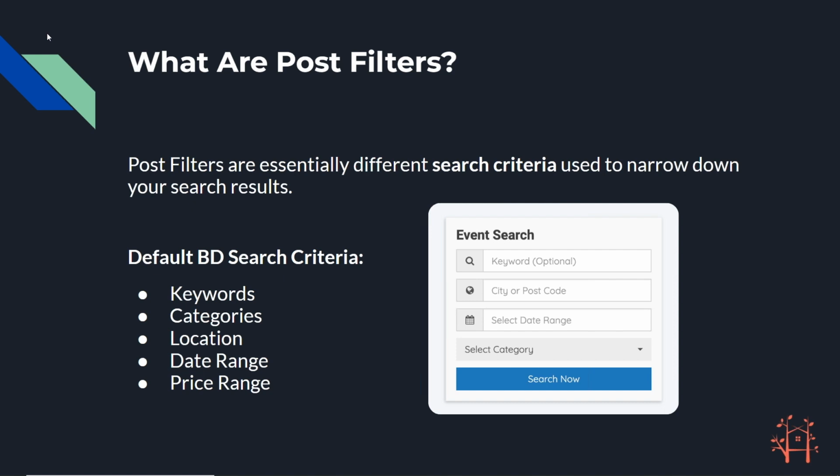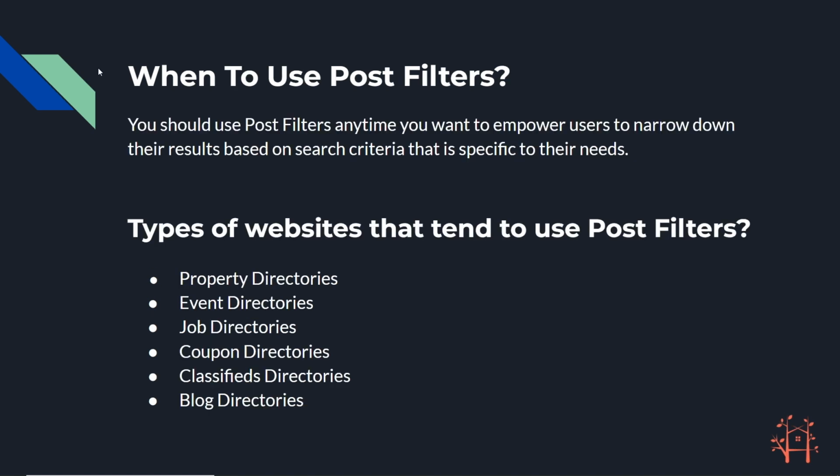Well, essentially, post filters are search criteria used to narrow down your search results. So the default BD search criteria that you most all know are keywords, categories, location, date range, and price range. And there's a little example of what a usual search filter looks like with all the different search criteria that you have available. The next thing that we should talk about is when to use post filters, right?